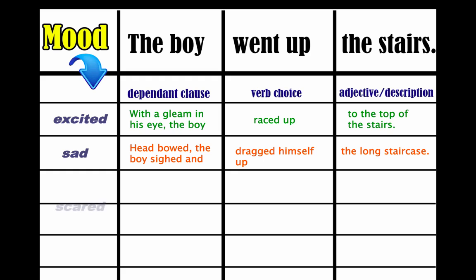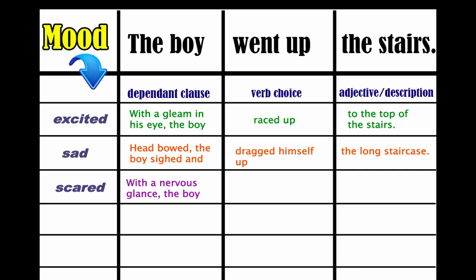Okay, let's try another one. Scared. Oh, let's think of how somebody looks when they're scared. What are some things that happen? Maybe their hands shake. Maybe their eyes look nervously from side to side. Maybe they sweat a lot. There's so many different adjectives and descriptions that I can think of that would describe somebody who's scared. You know, we've all seen horror movies, haven't we? We can definitely think of so many different words to describe a situation.